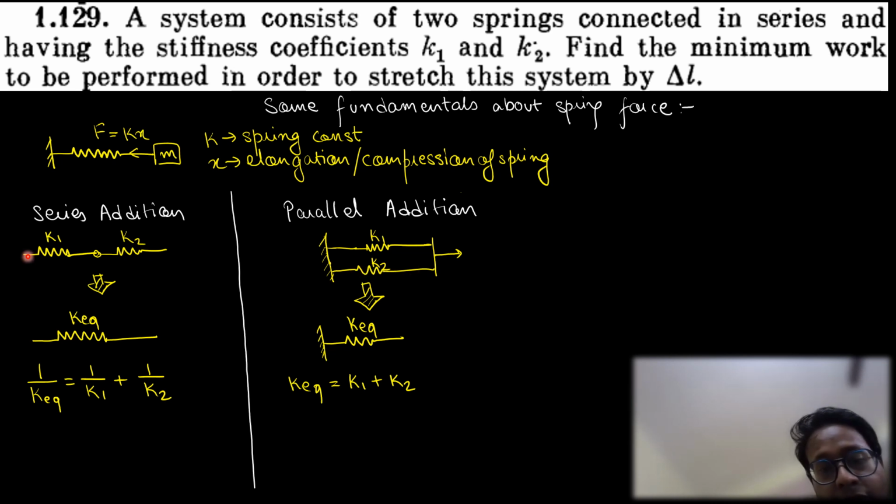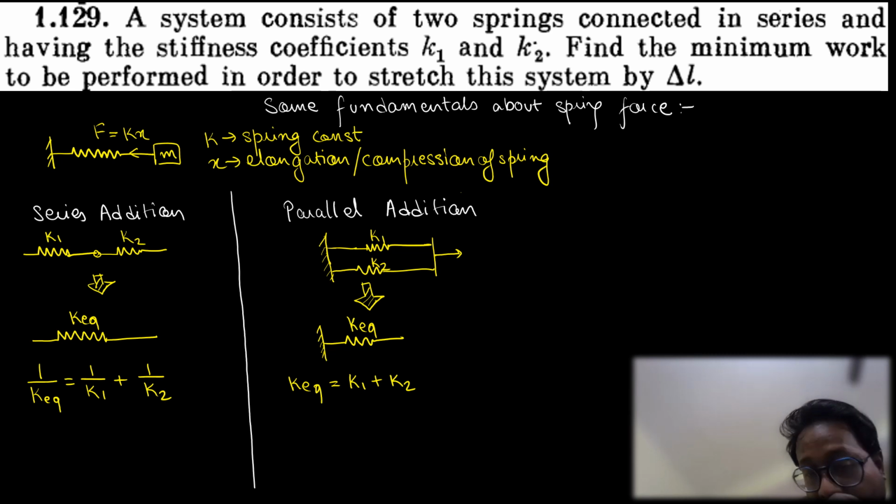So in series addition, what will happen? The elongating or compressing force of both the springs would be the same. However, the length of elongation or compression of both the springs will be different. In parallel addition, what happens? The length of elongation or compression in both the springs is the same. However, the force of elongation or compression, that means the elongating force kx, is different for both the springs, and K equivalent is equal to K1 plus K2.